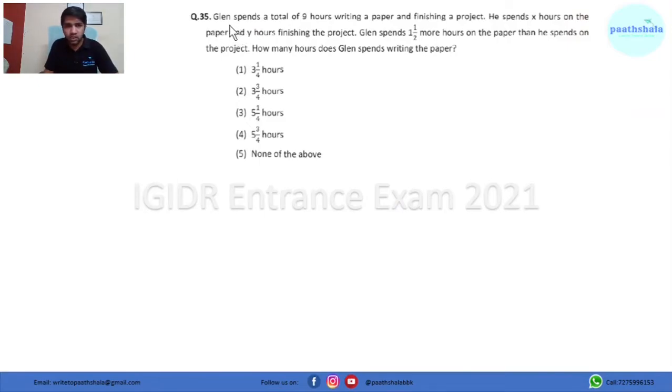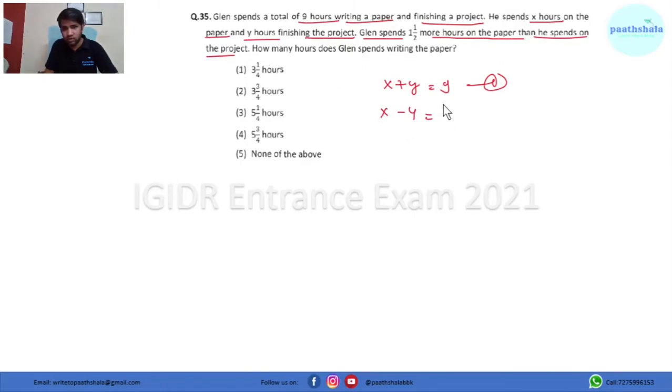Here it is saying that Glenn spent a total of 9 hours writing a paper and finishing a project. It says x hours on the paper and y hours on finishing the project. So if I go by this, the first equation will come out to be x plus y equals 9. This is equation 1. Second, it is saying that Glenn spent 1.5 hours more on the paper than he spent on the project. So this equation will come out to be x minus y equals 1.5, that is 3 by 2. This is your equation 2.